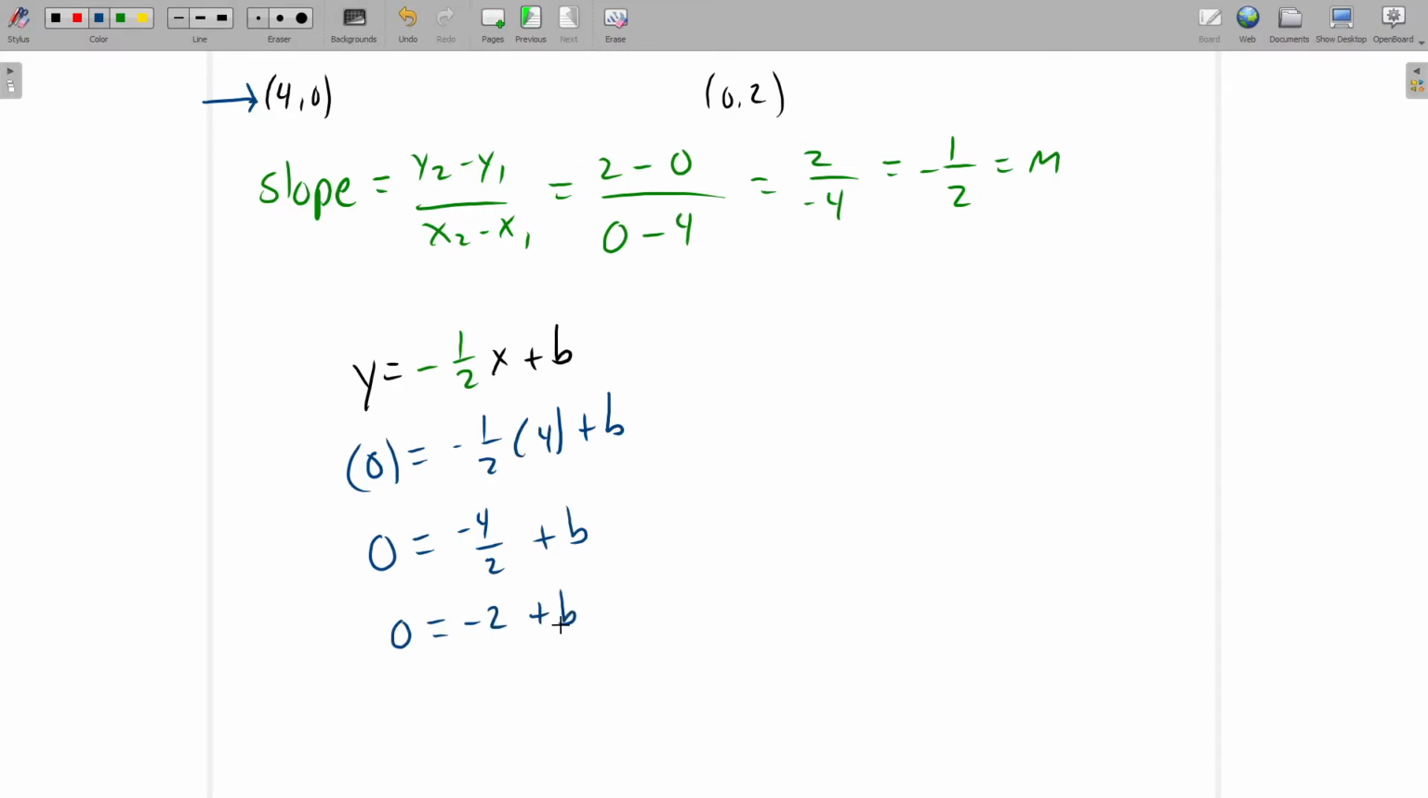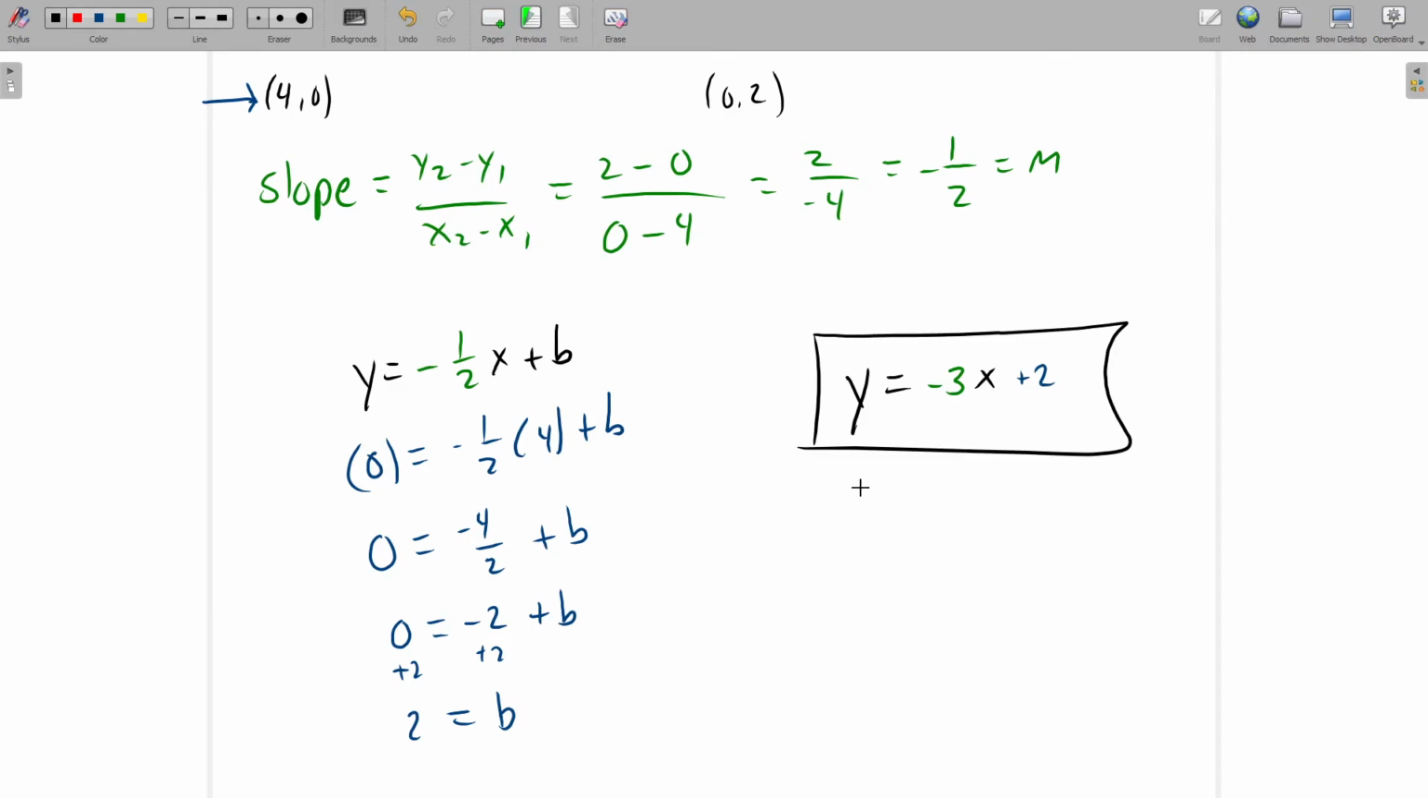And to get the b by itself, we can either subtract it over, or I can just add this 2 across the equals and get 2 is equal to b. So we have our y-intercept. We already found our slope. We can write the equation in slope-intercept form of y equals -1/2x plus 2. And just like that, we have the equation in slope-intercept form that passes through the 2 given points.